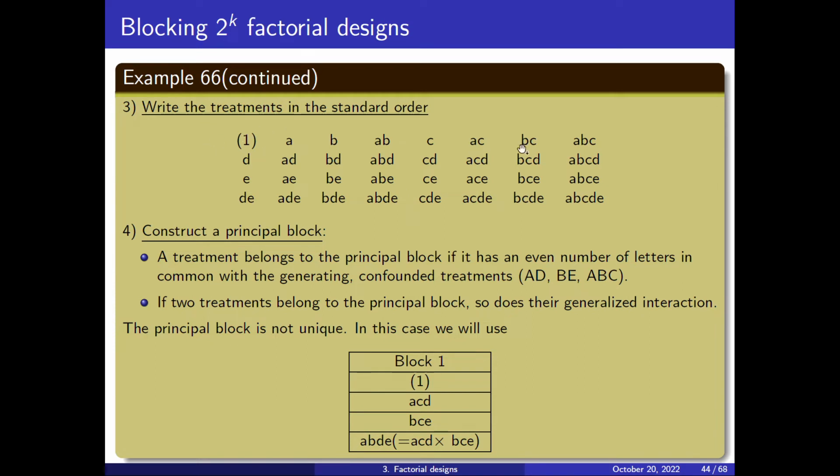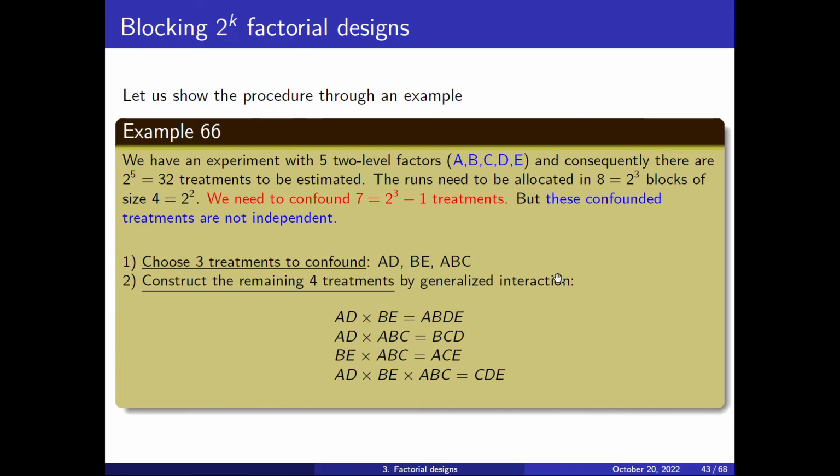And this has a length 8 because we have 8 blocks. And then we construct the principal block. A treatment belongs to the principal block if it has an even number of letters in common with the generating confounding treatments. So our generating confounding treatments were these ones.